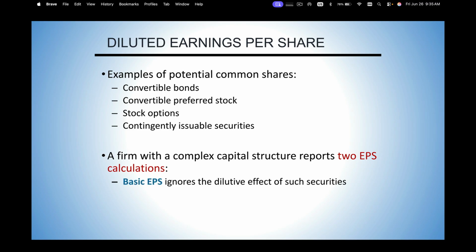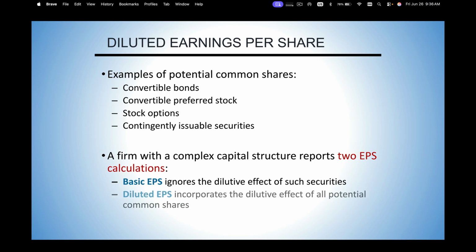It always has to report basic earnings per share. Every public company in the United States must report basic earnings per share. And in fact, I believe under US GAAP, even if it's a privately held company and it has shares, it has to report basic earnings per share on the face of the income statement.